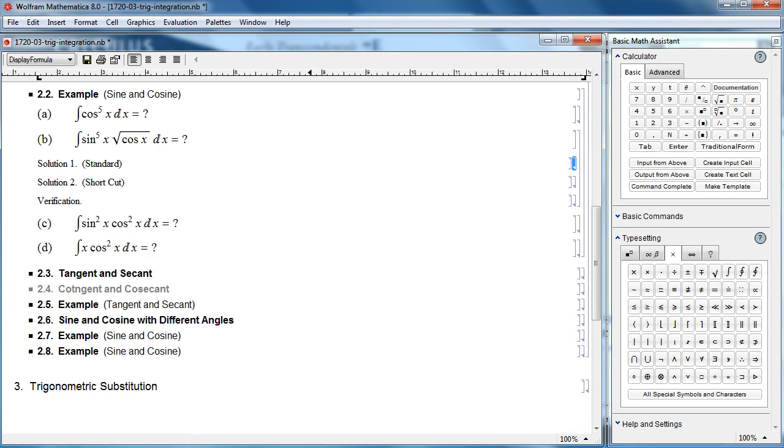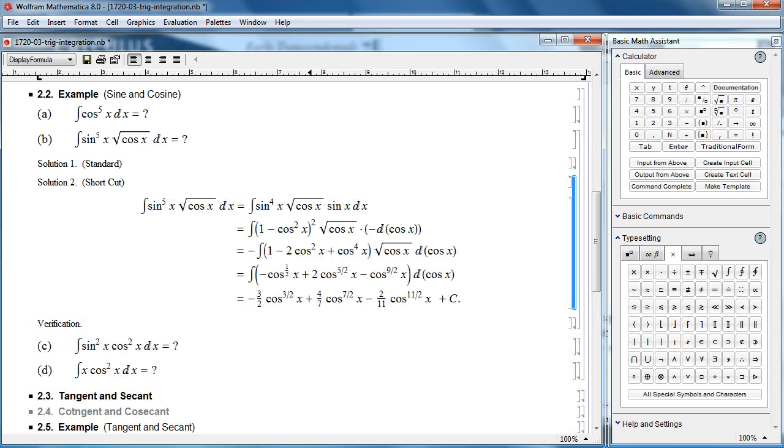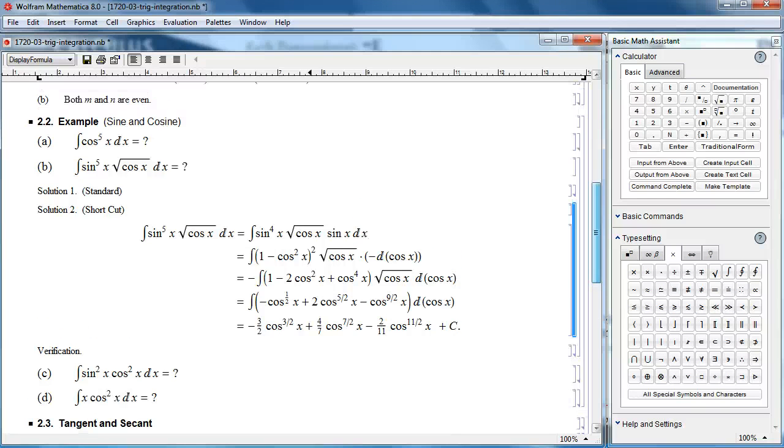We can use the shortcut method too. Here, sine of x dx will be replaced by d cosine of x, but the derivative of cosine is negative sine of x, right? So it's the negative of d cosine of x, so we have this extra negative sign outside. Everything is the same from this point on, except that this is a little bit simpler, and here it is.